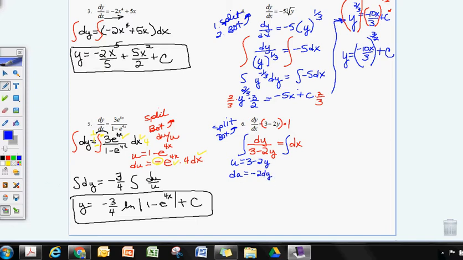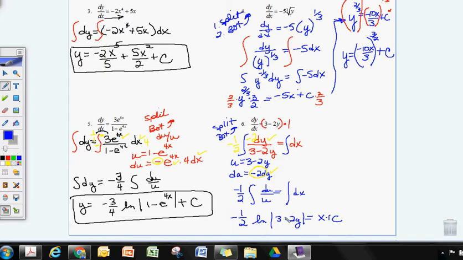And I'm looking at all of my pieces here. I have my dy, got it. I don't have my -2, so I'm adding in my -2, so there's a -1/2 on the outside. So what does that give me then? I have a -1/2 times the integral of du over u, which would equal the integral of dx. I can power this up now. Negative 1/2 the natural log of my 3 minus 2y equals an x plus a c.